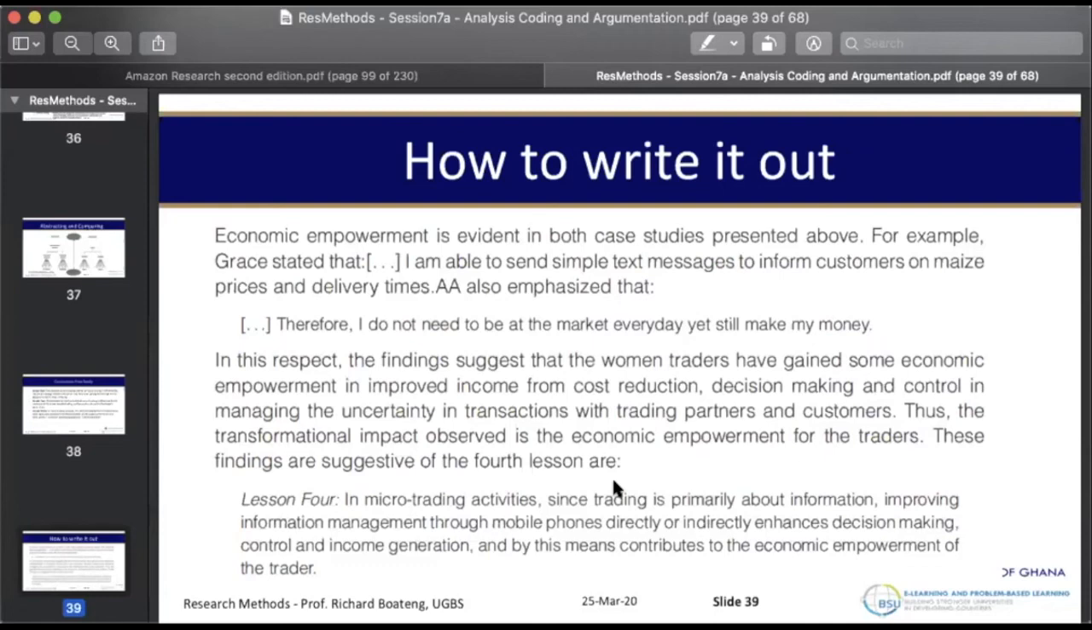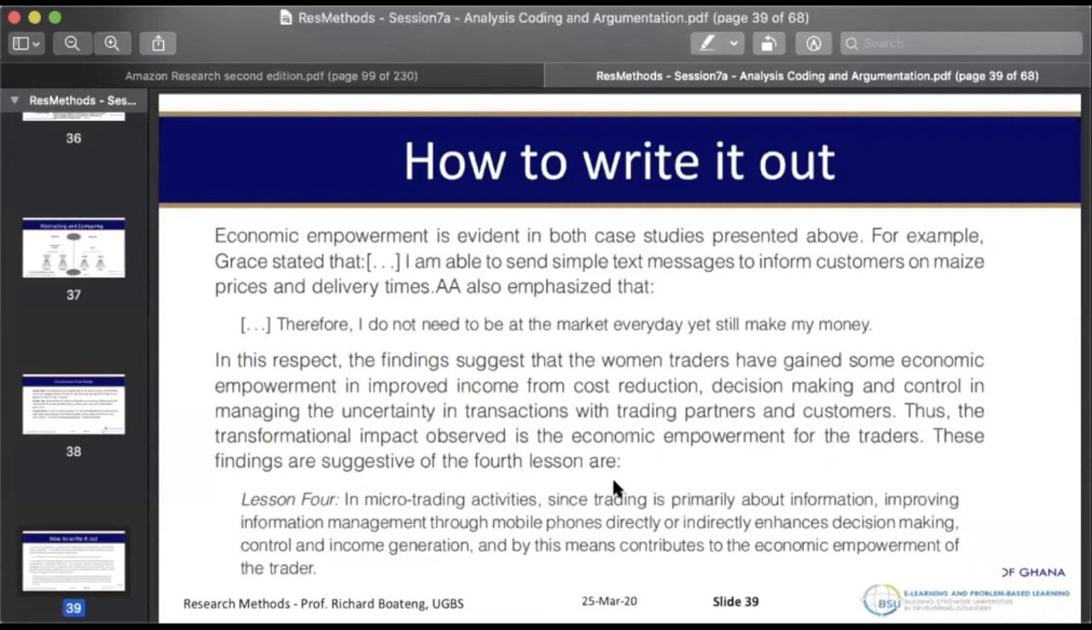So before economic empowerment can occur, as my conclusion, you need to have enhanced decision-making and control and income generation. Before those three can happen, that's enhanced decision-making, control, and income generation, you need to have the other ones: the use of the mobiles in improving information management, the cost reduction that you gain, and then the control in managing uncertainty is also required.